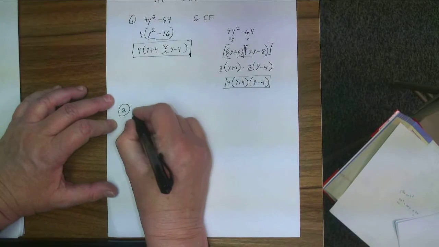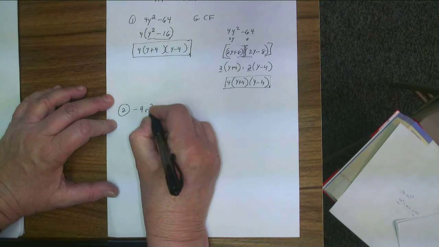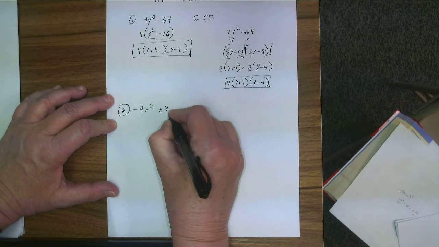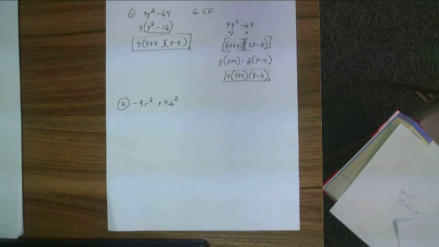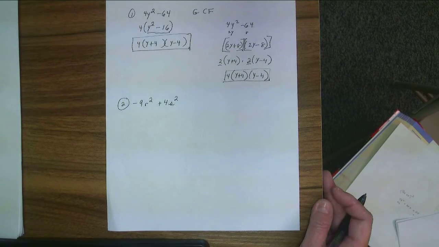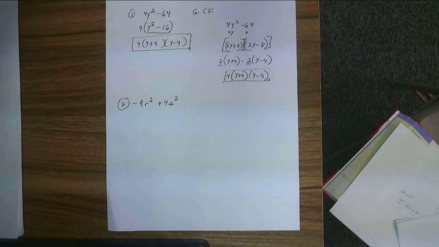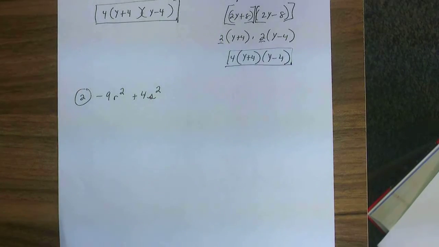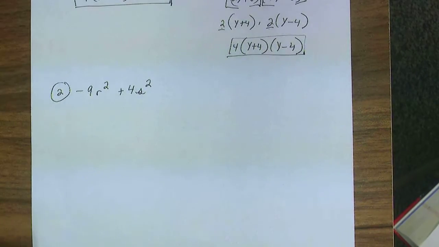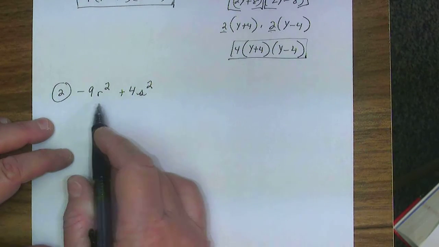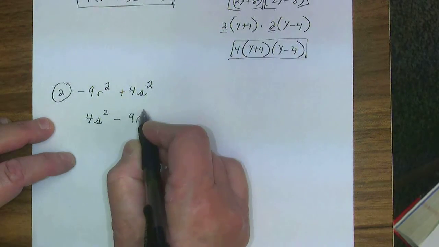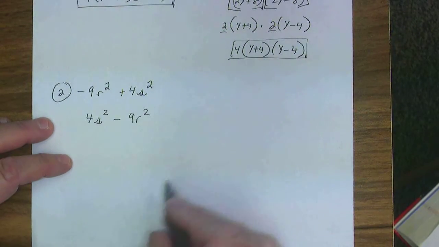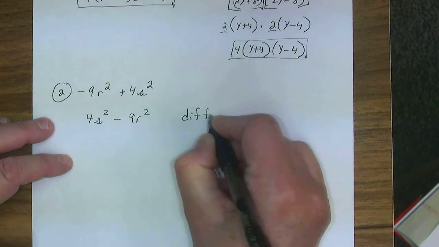A second problem, negative 9r squared plus 4s squared. If you notice, both of those are squares. I'm going to zoom in just a little bit here. But it's not written as a minus. Well, let's switch the terms. Let's say 4s squared minus 9r squared. Now it's written as the difference of squares.